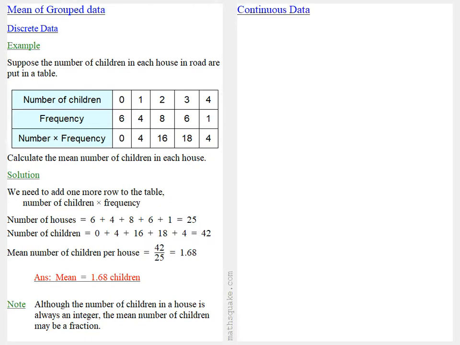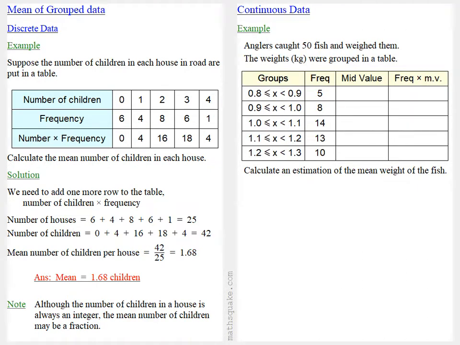Now let's look at what happens with continuous data. Let's look at an example. Anglers caught 50 fish and weighed them. The weights, measured in kg, were grouped in a table. Now each group had a range. So the first group goes from 0.8 to 0.9. The second group goes from 0.9 up to but not including 1. And then 1 up to but not including 1.1, and so on. And in each group we're given the frequencies are 5, 8, 14, 13 and 10.